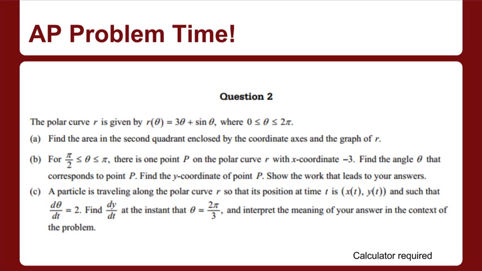Let's look at what's being asked. Part A says to find the area under the curve in the second quadrant. Part B deals in polar rectangular conversions. And Part C involves rates of change in a polar function as relating to rectangular positions. At this time, take a few minutes to pause this video and try it for yourself.